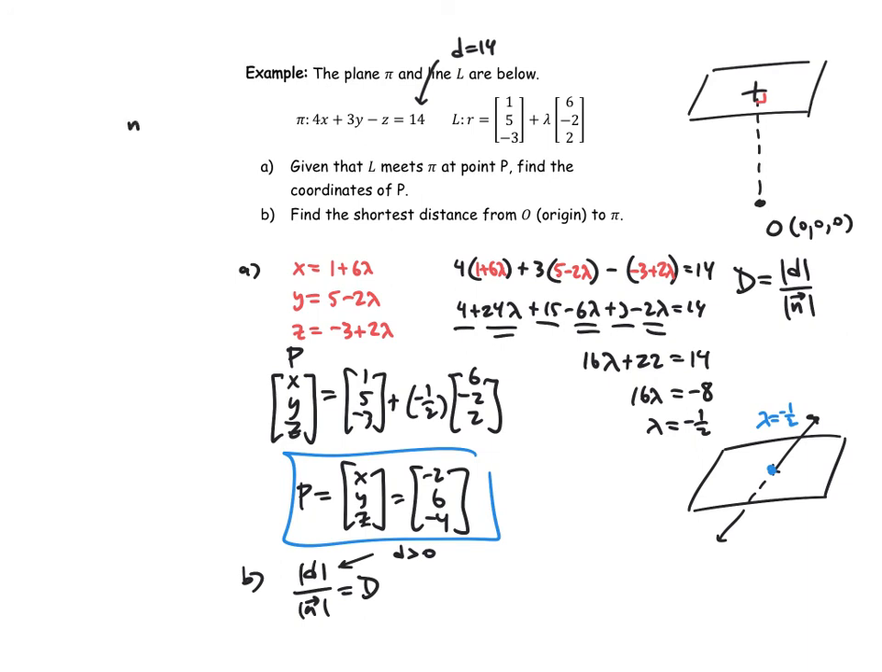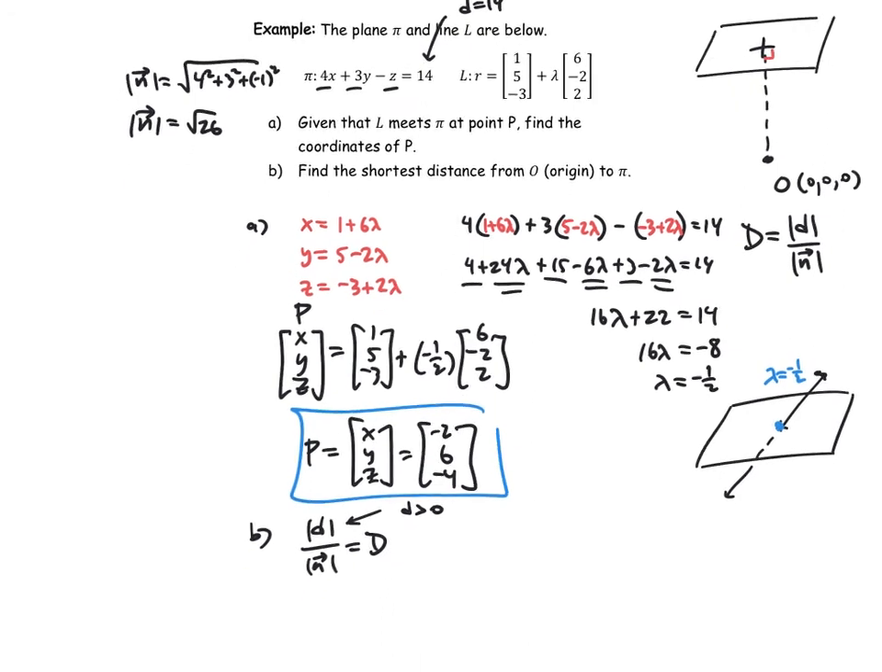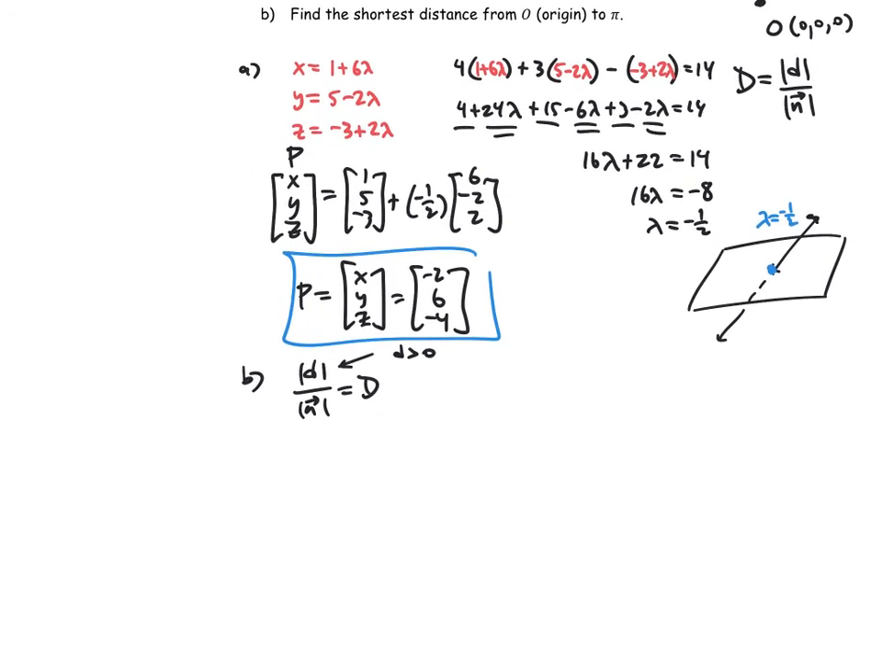So for the magnitude of the normal, we just have to do a little algebra. The magnitude of the normal will be the square root of 4 squared plus 3 squared plus negative 1 squared. Where did I get those coefficients? Those are the coefficients of each of the components. So that's 16 and 9 and 1, that's 26. So this would be the square root of 26. Okay, that's the magnitude of the normal. I know the absolute value of that constant d is 14.